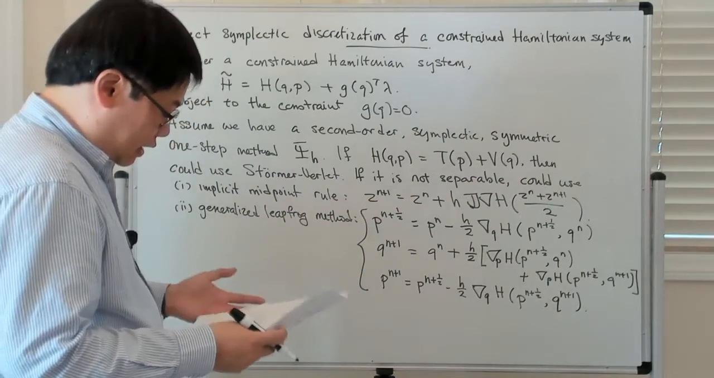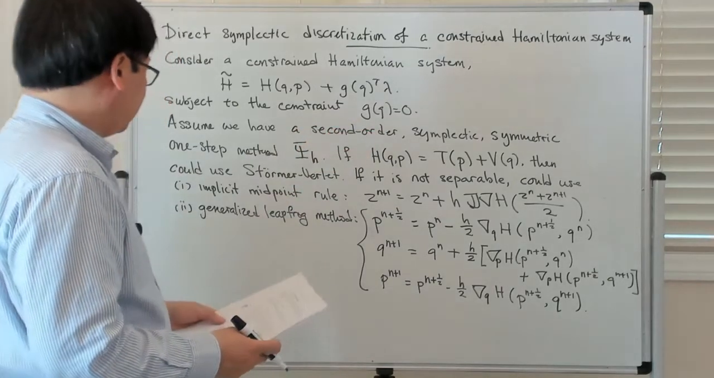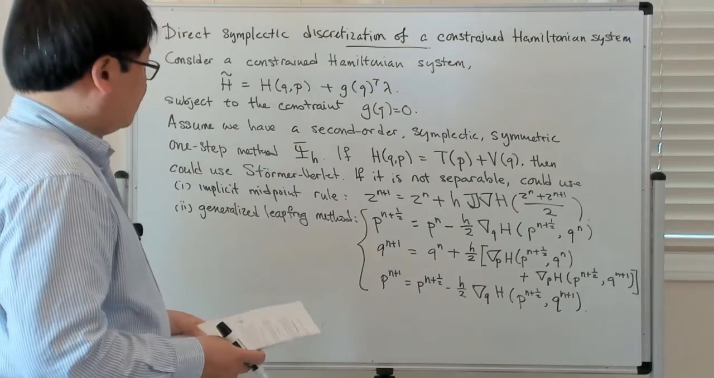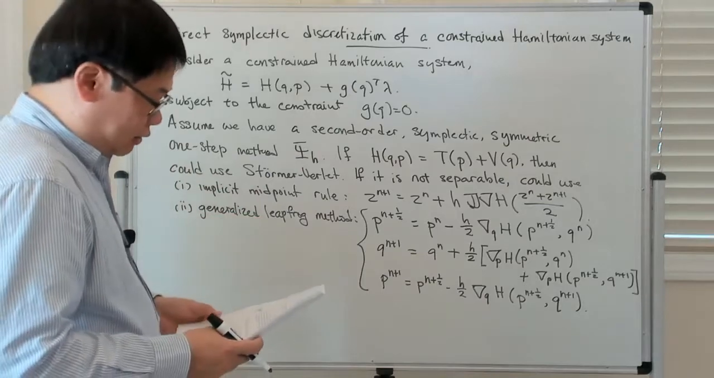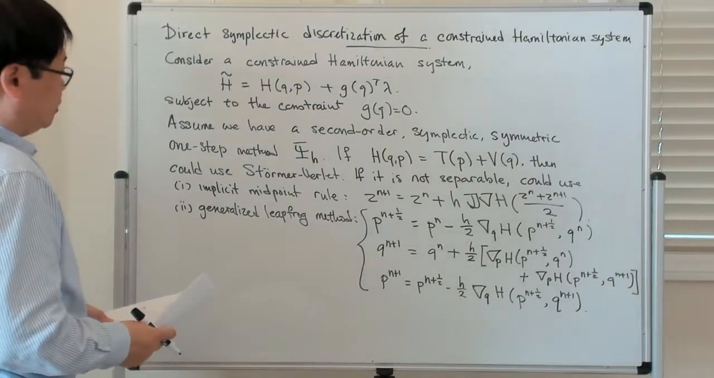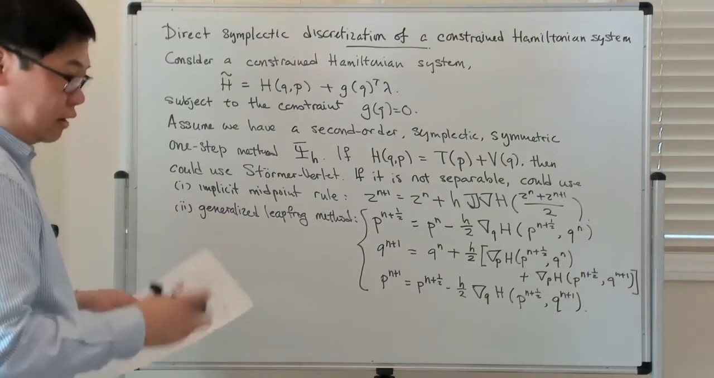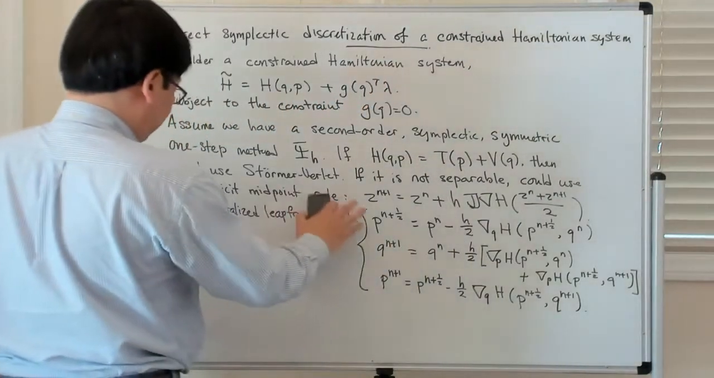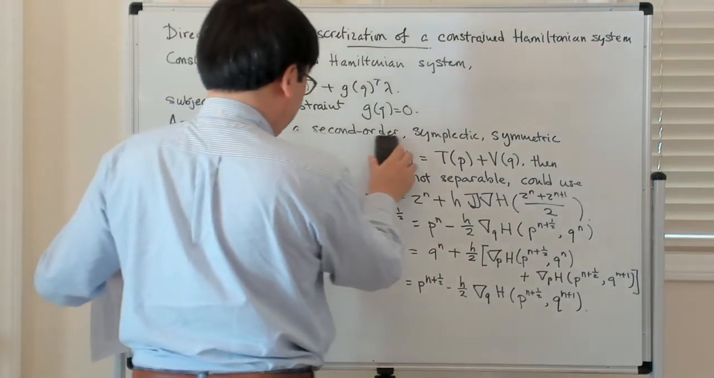Okay, in any case, once you have one of these second order symplectic symmetric one-step methods for the unconstrained Hamiltonian system, then what we're going to do is take that one-step method and modify it suitably so that you get something which is now consistent with the constraints.